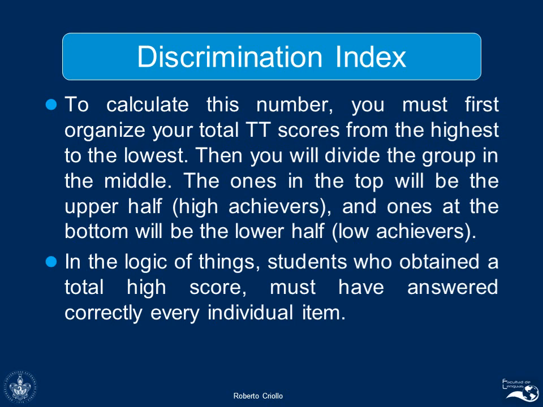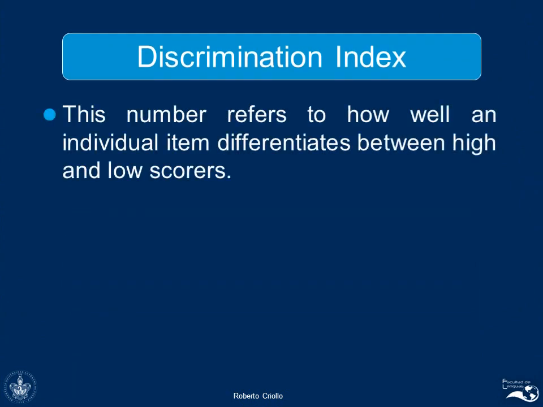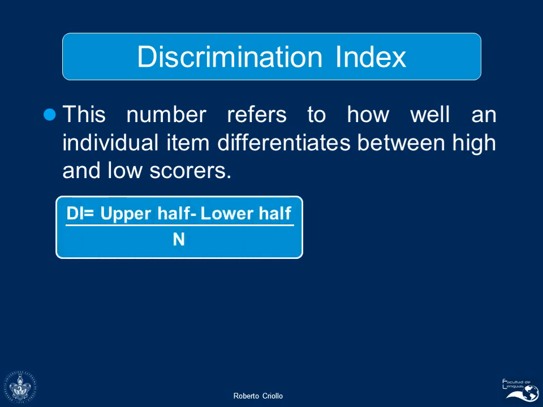Now, what is the discrimination index? It's a number that is very important because in the logic of things, the students who obtain a high total score must have answered correctly every individual item. So the discrimination index, in very simple terms, refers to how well an individual item makes a difference between high and low scorers. The formula is as follows. The discrimination index equals the upper half minus the lower half divided by the number of test takers.